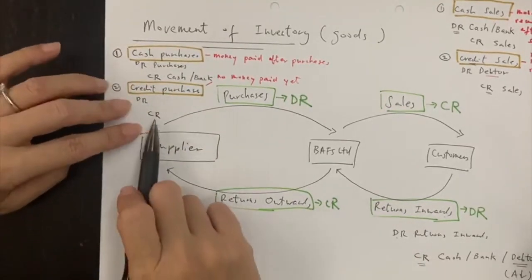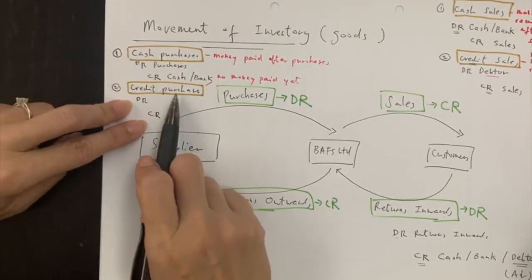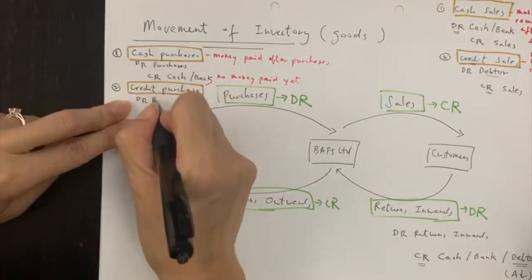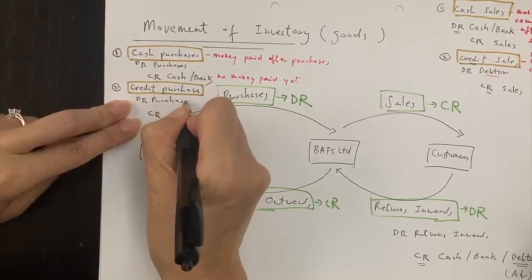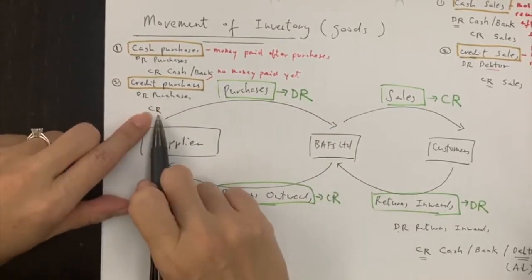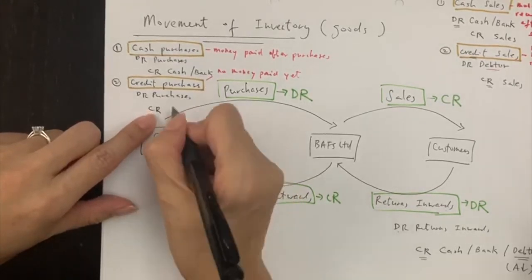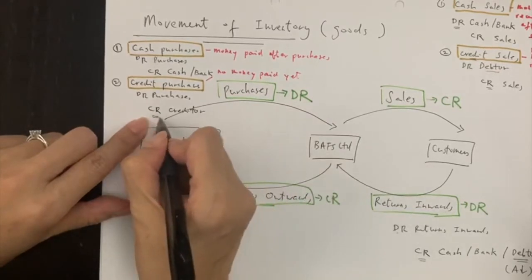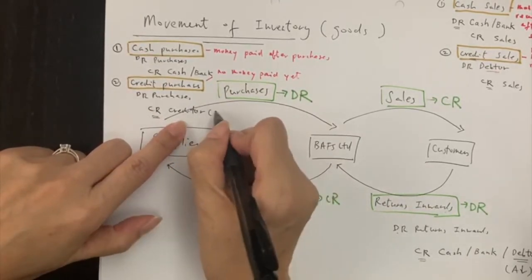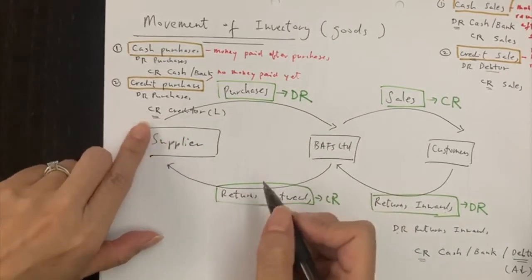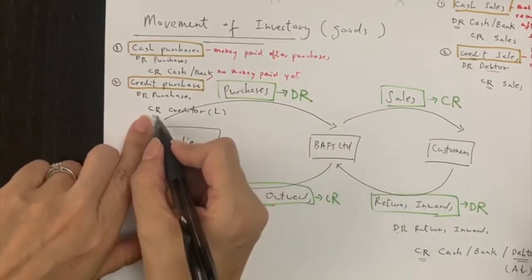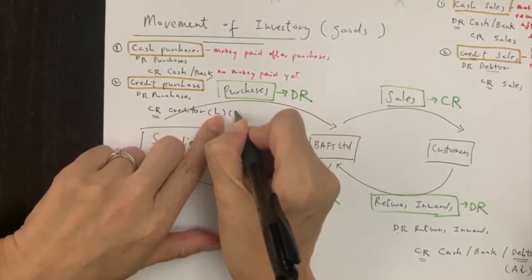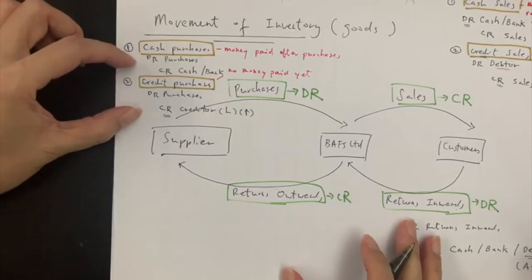Okay, what about this one? Credit purchases means we pay no money yet. Anyway, purchases is a debit item, so I debit purchases here. Since we pay no money yet, this time we owe money to the creditor, so I credit the creditor here. So what is the meaning of creditor? Creditor is a kind of liability. Liability is positive on the credit side, so we owe more money to the creditor, so that liability goes up. So this is the double entry for purchases.